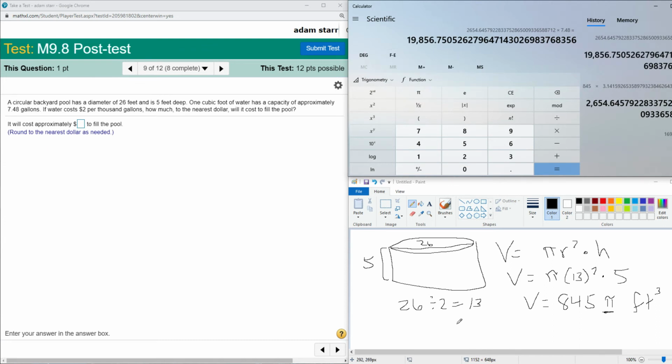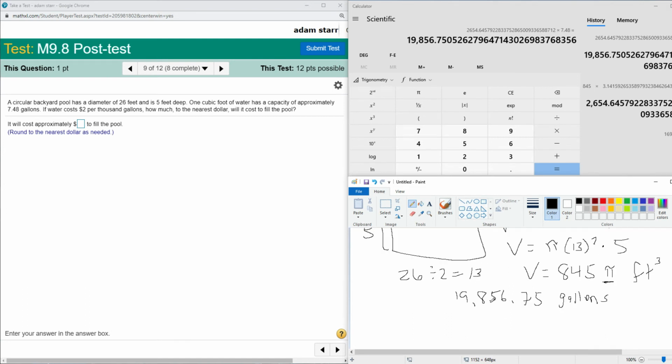Okay, so I have 19,856. I'm going to leave this in the calculator. I'm just writing this number down just so you can see it. And this is how many gallons there are. Okay, again, I'm leaving this in the calculator. But it's asking how much it's going to cost. So water costs, and this is where we have to be careful, $2 per 1,000 gallons. So $2 for every 1,000.